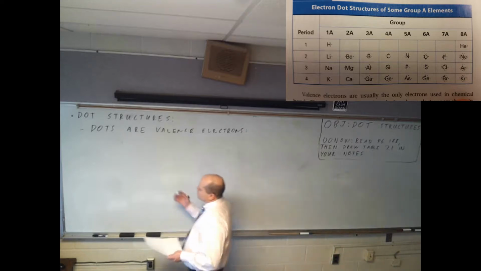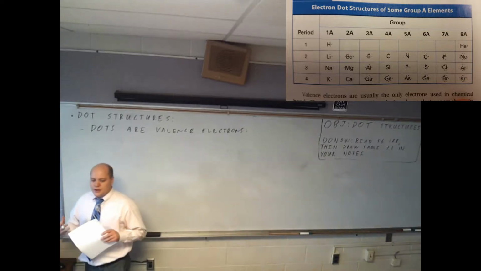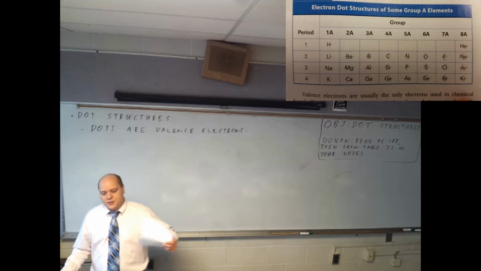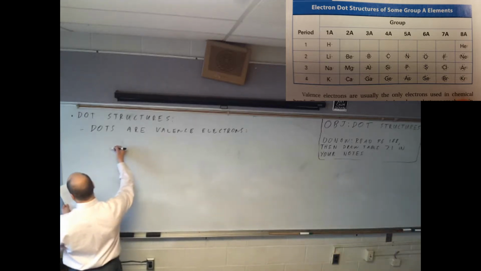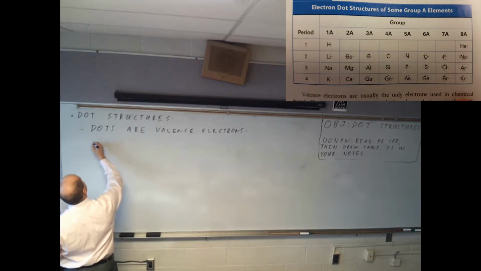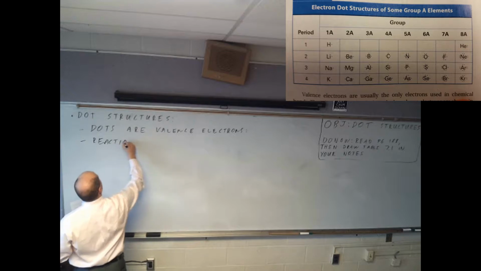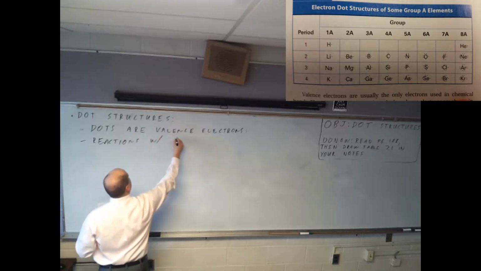All right, so we're going to use these so that with chemical reactions, we can figure out how many of each thing have to react to form ionic compounds. All right, so this is what it's going to look like. Let's say we want to do reactions with dot structures.